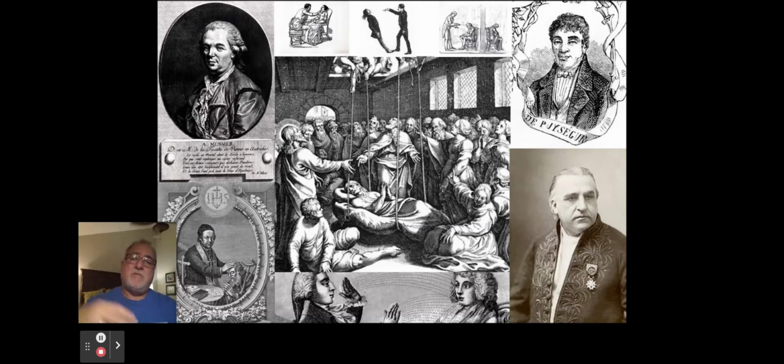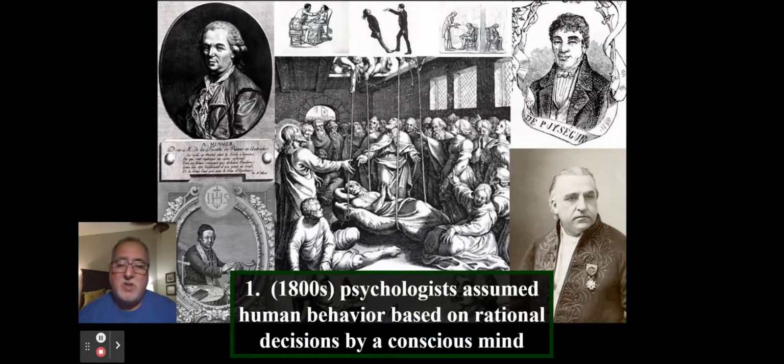All right, so in the 1800s, psychologists assumed that human behavior was based on rational decisions, on a conscious mind, which makes sense. The universe is orderly, it behaves a certain way. Both the universe and man are created by God, so if one behaves one way, the other should probably behave the same way. That's not crazy talk. It makes sense that we're rational decision makers, that our minds are always conscious. We're always in the moment. We know what we're doing. That's where we're going here.